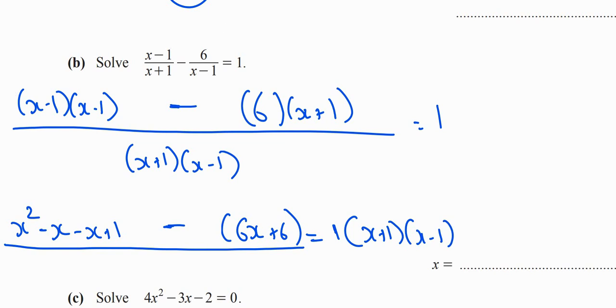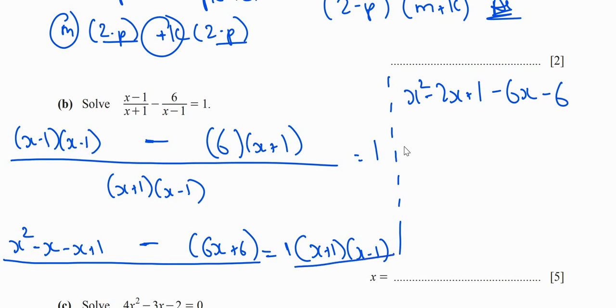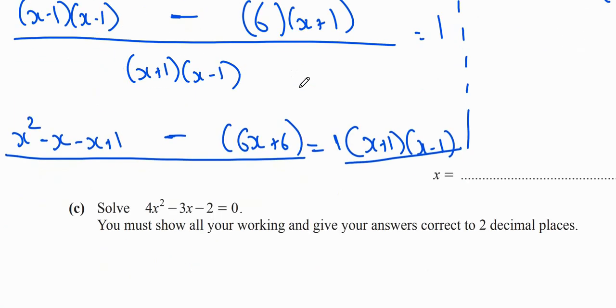The reason why I wrote this in negative bracket, I'll explain it to you. This becomes x squared minus 2x plus 1. Negative 6x, negative 6. This negative multiplies with 6 as well. Okay. Is equals to, this whole thing is equals to, let me solve this as well. Now this becomes, let me solve it over here, just a minute.